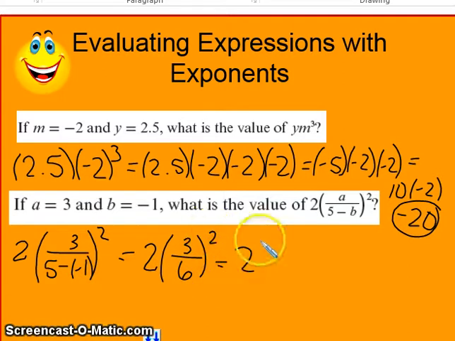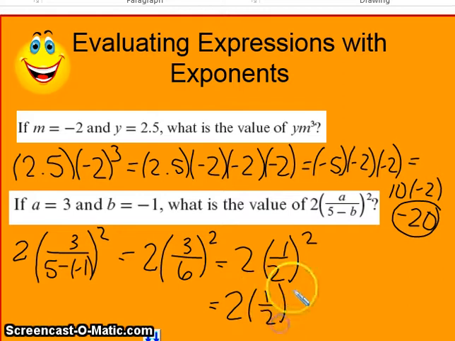Now I know that I can simplify 3/6 into 1/2, so I'm going to do that next. Now I have 2 times 1/2 squared. That's the same as saying 2 times 1/2 times 1/2, because I'm squaring the 1/2 or multiplying it by itself. Now here, 2 times 1/2, this is like 2 over 1 times 1/2. My 2's cancel, and I'm just left with 1. 1 times 1/2 is 1/2.